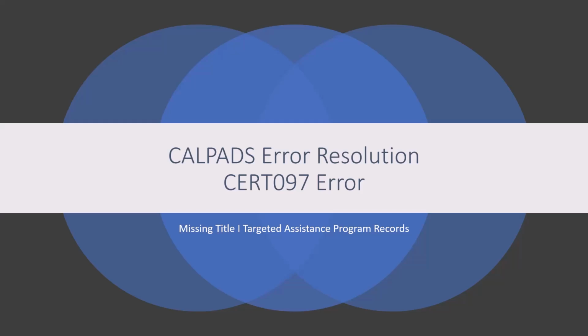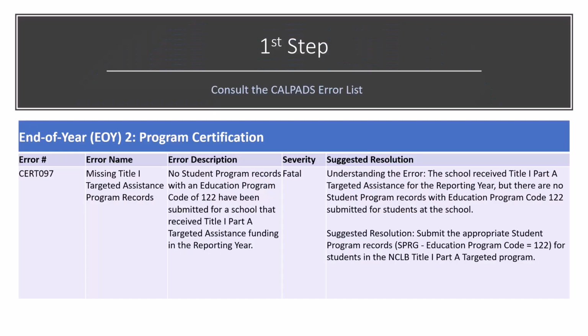CALPADS Error Resolution, CERT-97, Missing Title I Targeted Assistance Program Records. As always, the first step when troubleshooting any error is to consult the CALPADS error list. Here we have a copy of the error list from the Excel format.